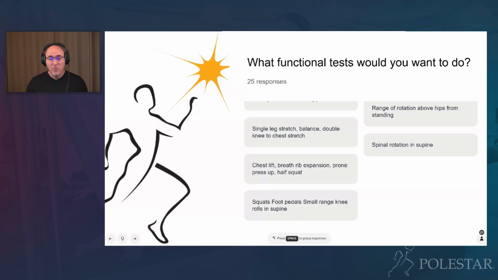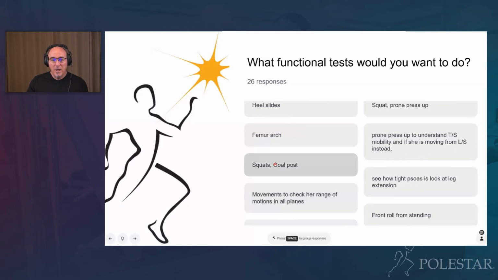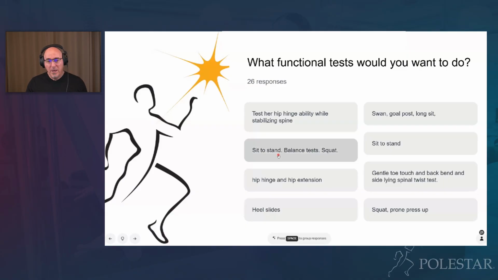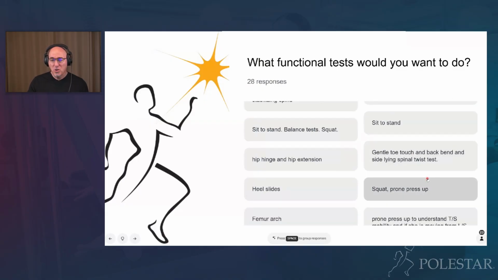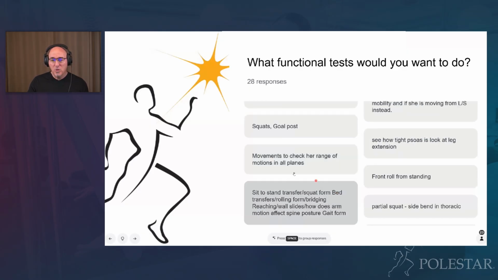All right. So I'm looking at your test here. I see 25 responded out of 140 plus. Let's see what we have here. So hip hinge, sit to stand, balance test, squat, swan, goalpost, long sit, loving it, sit to stand, hip hinge, gentle toe touch, squat, prone press, heels, femur arch, prone press up, good, squats, goalposts, sit to stand transfer.